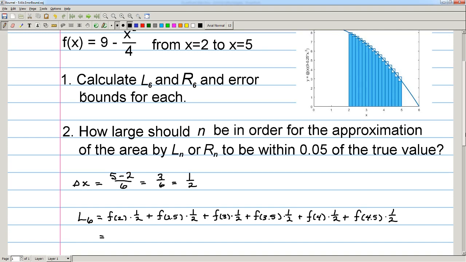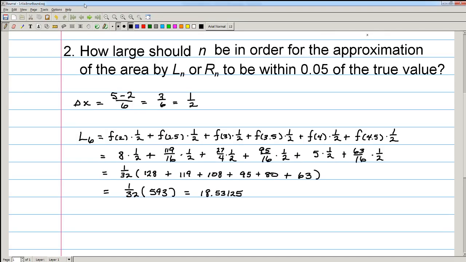We just have to calculate the values of the function 9 minus x squared over 4 at each of these numbers. What did we come up with? F of 2.5 is 119/16. F of 3 is 27/4. F of 3.5 is 95/16.